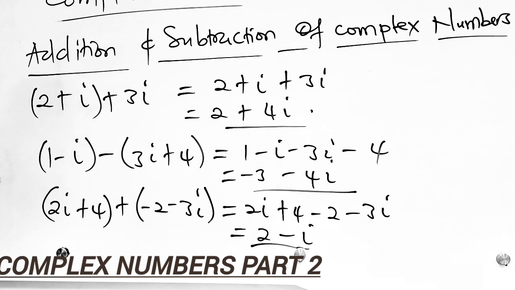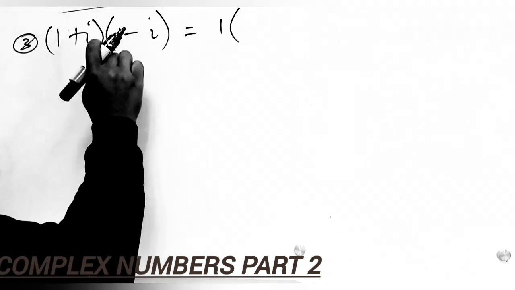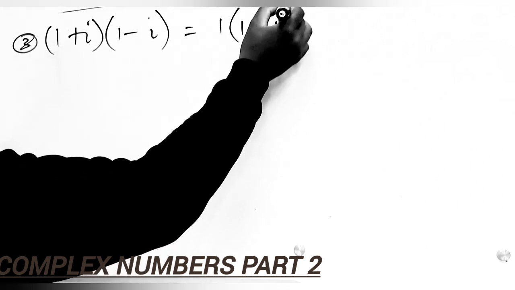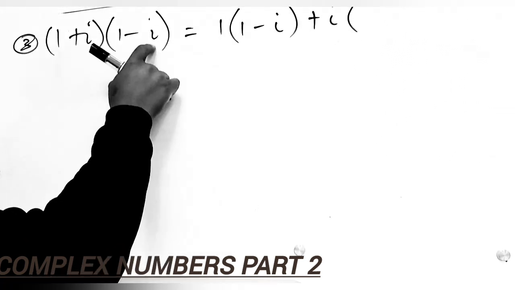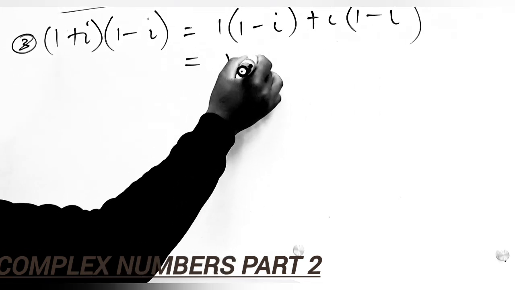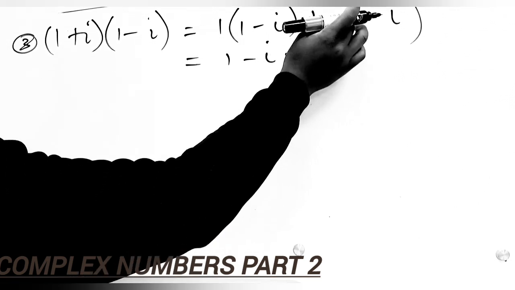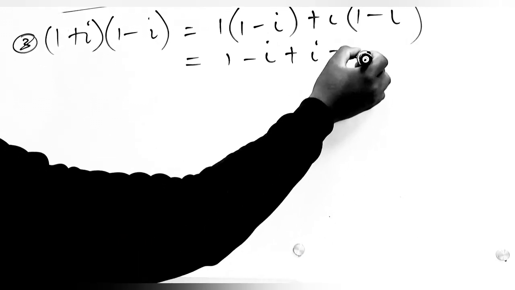So let's see the next part, where we'll be doing multiplication and division of complex numbers. Here is an example under multiplication of complex numbers. As we said, we need to apply the FOIL method. This is going to be 1 multiplied by the bracket (1 - i), plus i multiplying the bracket (1 - i). So this becomes 1 times 1, which is 1, minus 1 times i, which is i, plus i times 1, which is i. Then i multiplied by minus i gives minus i squared.